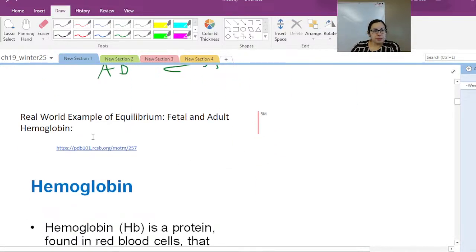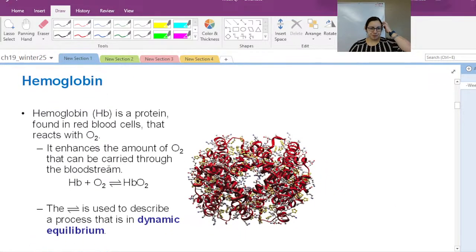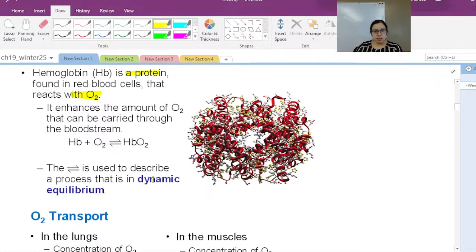And so let's look at hemoglobin and what hemoglobin is. Those of you who are more biology inclined can always chime in, but essentially hemoglobin is a protein that's found in red blood cells, and of course it binds with oxygen. And so we can just think about that equilibrium process.